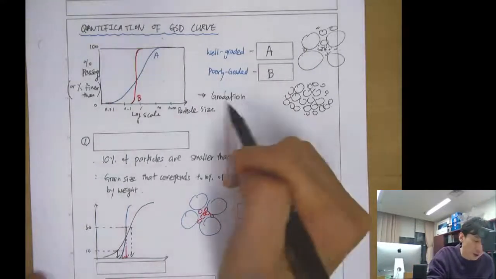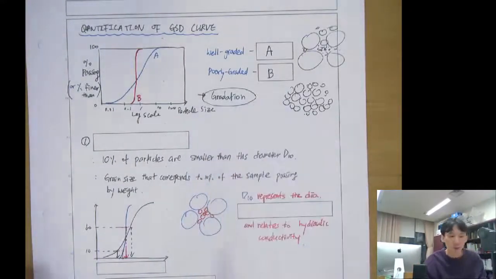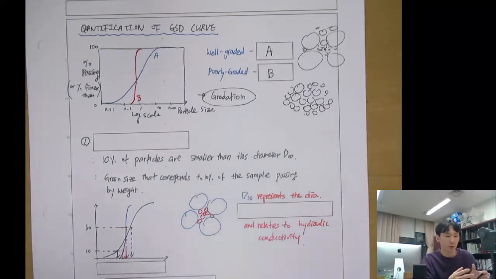And this is called the gradation. So when people ask what's the gradation of the soil of that field, they are asking whether it's well graded or poorly graded, right? So you can answer, oh, that soil is very poorly graded, or that soil is very well graded. Well graded also means well sorted. So you have small to large particles very evenly contained in the soil.